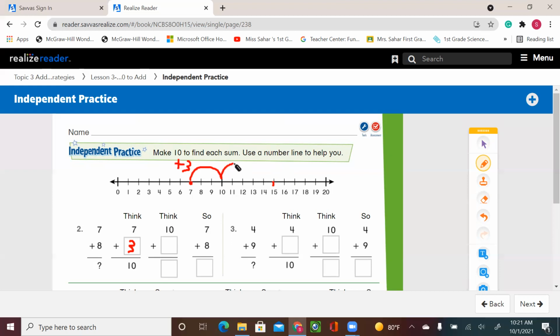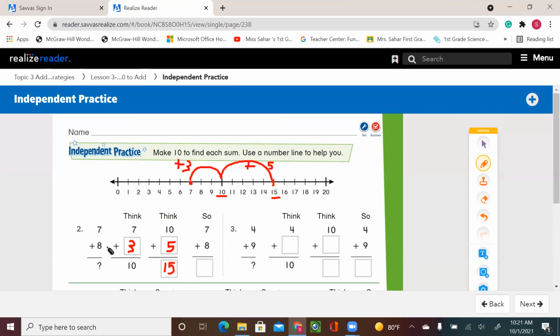Let's make my big jump to 15 because that's 5 more. And why is it 5 more? Because I know 3 plus 5 equals 8. So I'm going to write here plus 5. So now 10, this is my 10, plus 5 equals 15. So 10 plus 5 equals 15. Again, my two addends, 7 and 8.